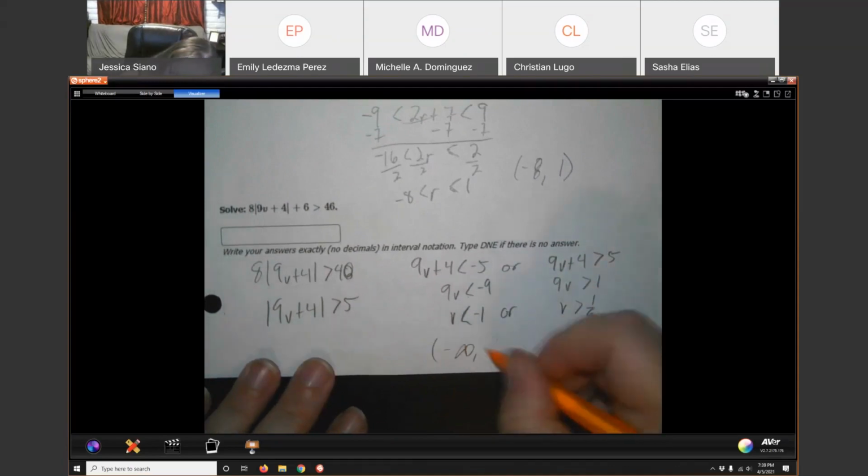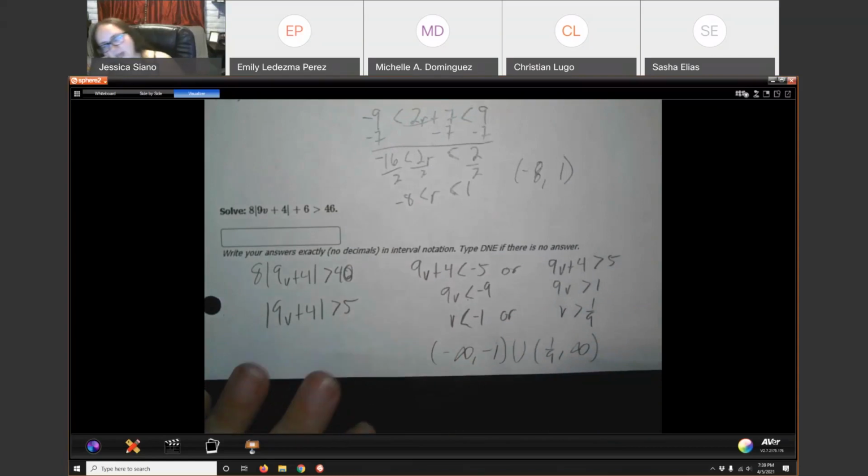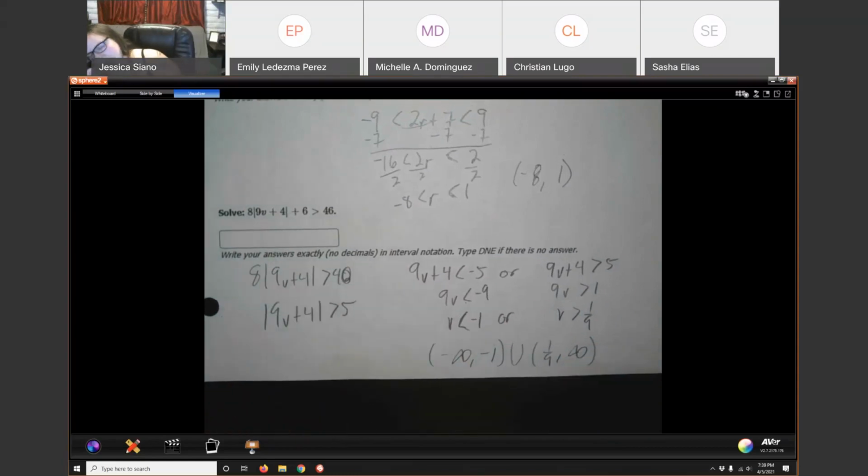So negative infinity to negative 1. Okay. So those are our polynomial inequalities.